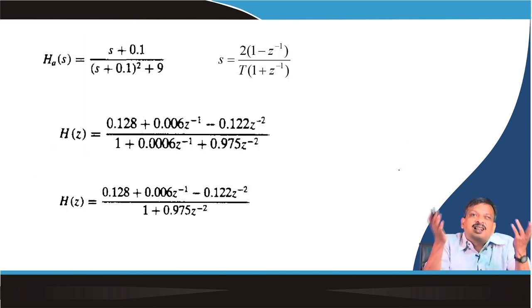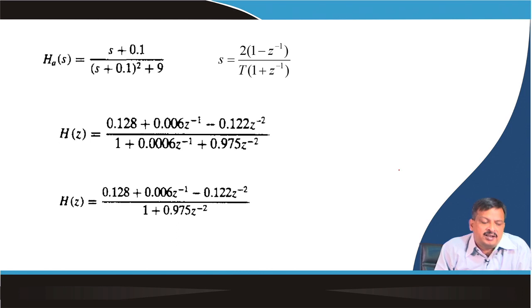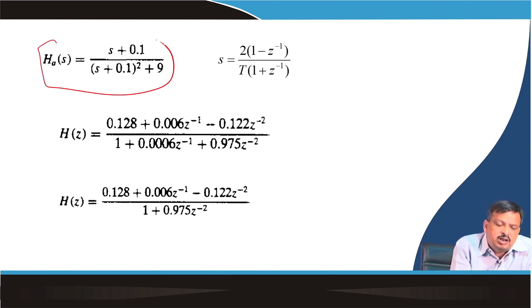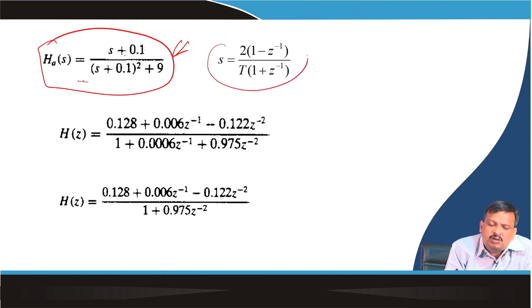Now, take an example for your better understanding. Let us say H(s) is equal to 1 over s plus 0.1, the same example as in the impulse invariance method, and here you take the same example. Only you have to put s equal to this one, where t is equal to 1 by fs.